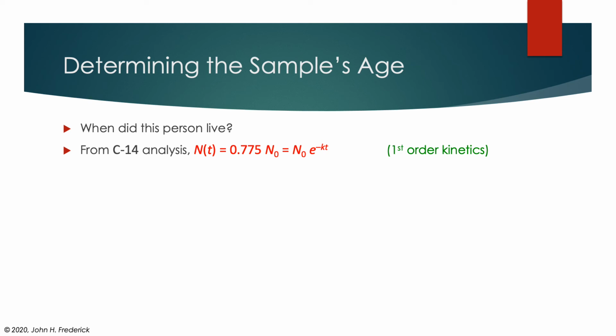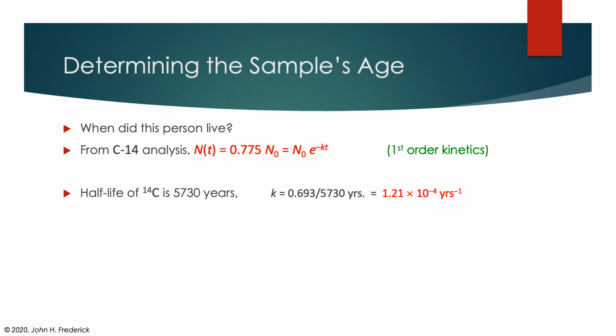And we're going to set that equal to the first-order rate law for radioactive decay. So we have an equation that looks like this: 0.775 times the initial amount of radioactive carbon is equal to the initial amount of radioactive carbon times e to the minus kt. So we can directly set 0.775 equal to e to the minus kt. But what is k? That's one of the things we need to know. Well, it turns out that through extensive studies, we've found that the half-life of carbon-14 is about 5,730 years.